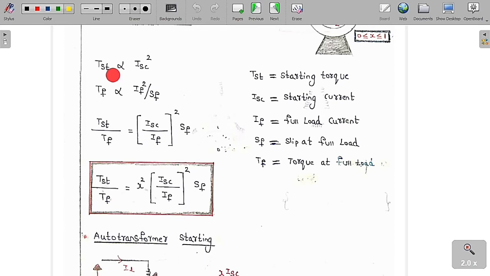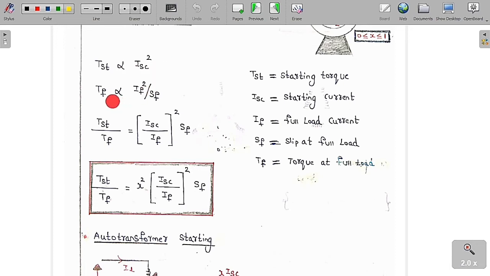As I have already told you, the starting torque is simply 60 by 2 pi ns into 3 into the starting current whole square into R2 by S. I have already told this one. At starting, the slip is equal to 1. Therefore, the starting torque is proportional to the starting current whole square.